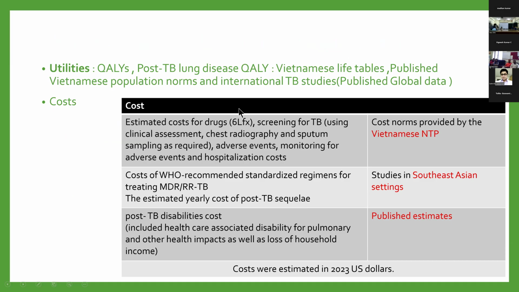So direct cost had been taken from the Vietnamese NTP, the WHO, the treatment cost. Here they also have a national policy under which they get free treatment, but the treatment cost was taken based on the WHO standards and South Asian studies. Post-disability cost was based on published estimates. So most of it was quite certain. Maybe apart from the last thing, most of the cost they have taken is quite certain. And the costs were estimated in 2023 US dollars.